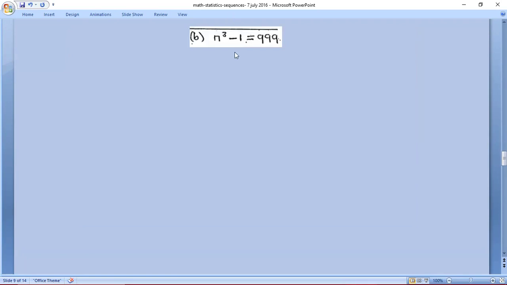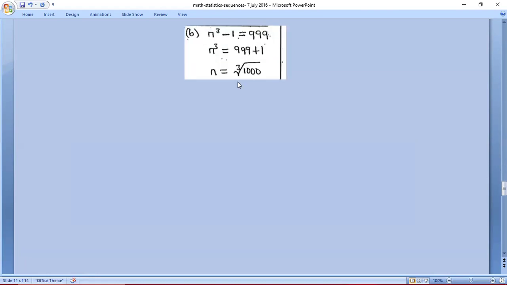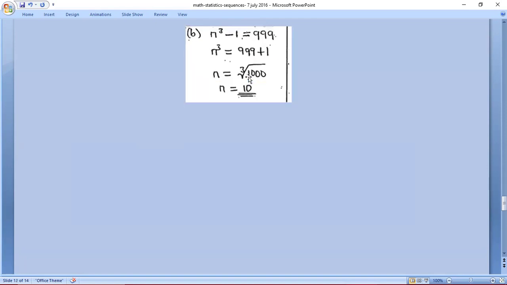N to the power 3 minus 1 is equal to 999. And when we collect like terms, the 1 crosses the equal sign, becomes positive. When you add the 1, it becomes 1000. Then find the cube root of both sides, not the square root, because this is raised to the power 3. So you find the cube root, meaning find a number which when you multiply by itself 3 times will give you 1000. That is the number 10.